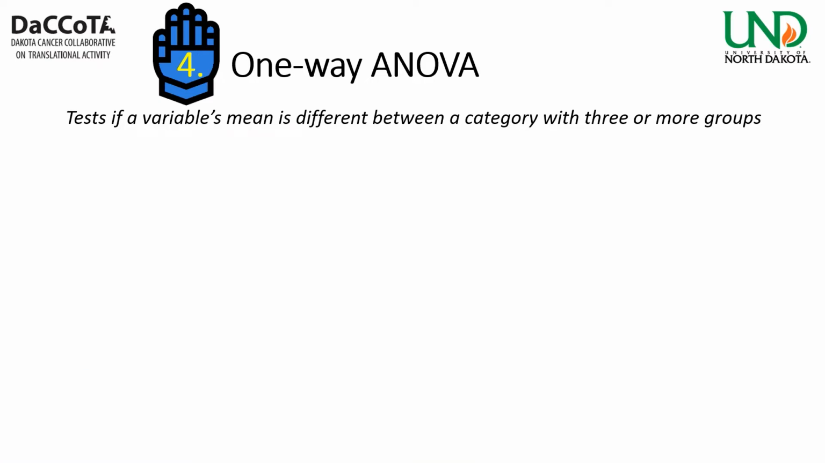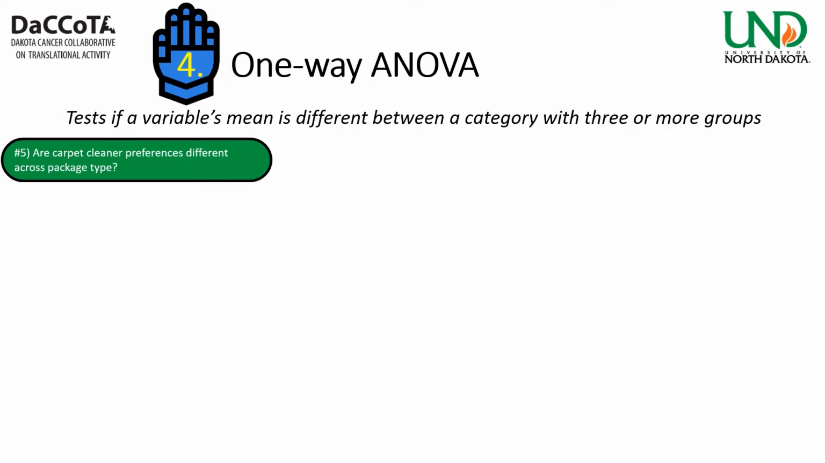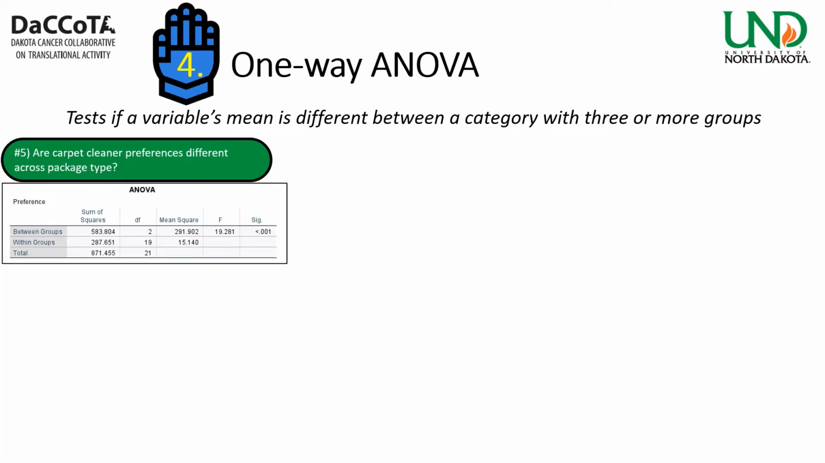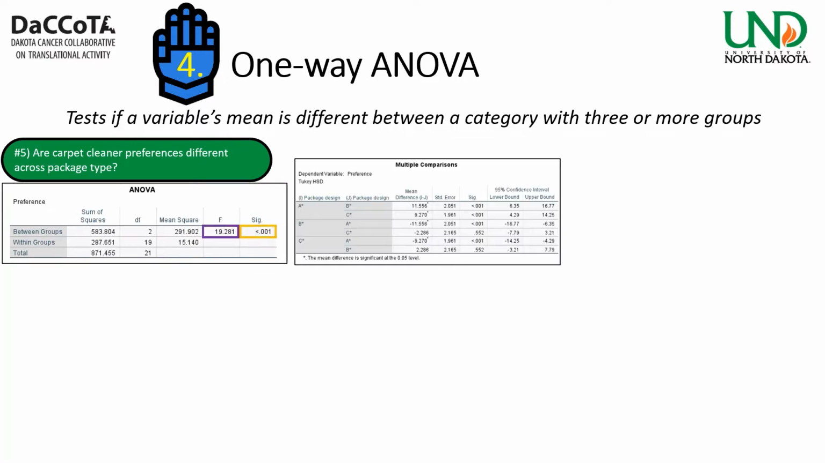Okay, trucking along here, we'll switch data sets and look at carpet cleaner preference in consumers across package type. So we find that for ANOVA, high F value is significant, so we'll do a post hoc. So the different package designs are A, B, and C. And here are the mean values. You can see that A is quite a bit higher than the other two.